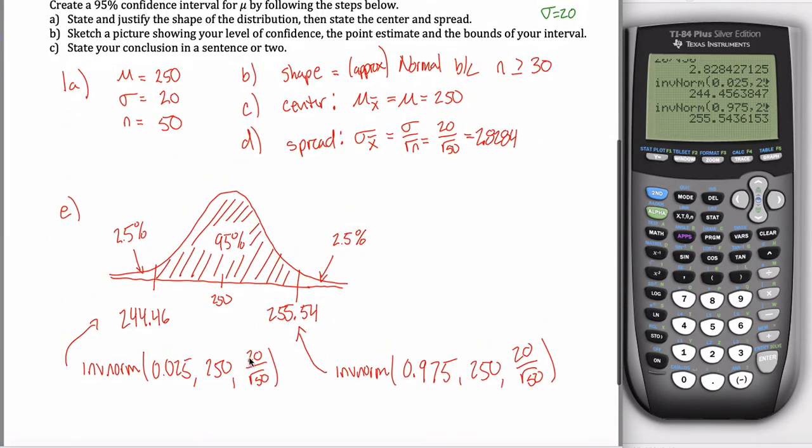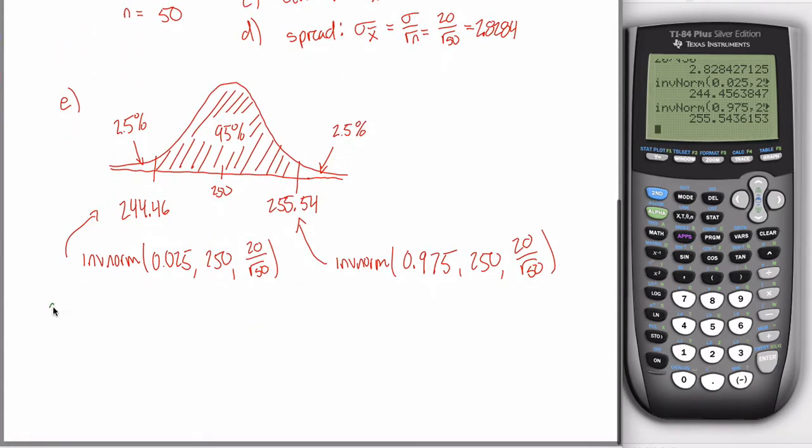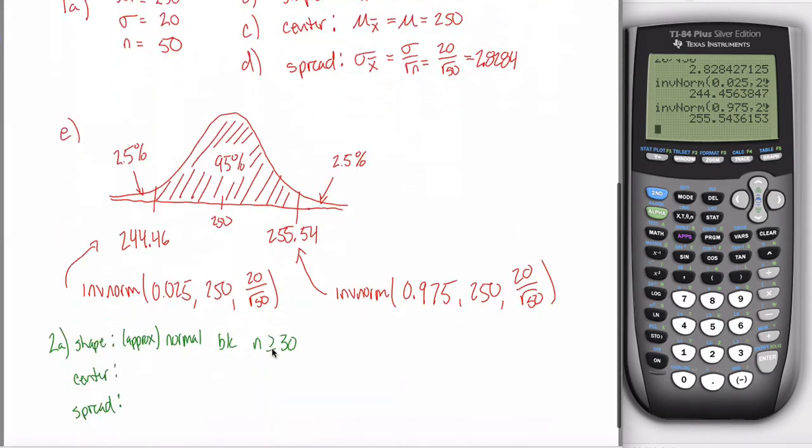So 2a asks me to state and justify the shape of the distribution, then state the center and the spread. Sure, shape, center, spread. The shape, good shortcut. It's always going to be normal or approximately normal, whatever you want to write in this class. Because if it's not, you can't use your calculator function. How do you know it's approximately normal? Well, because my sample size is large enough, it's greater than or equal to 30. Note that n is still greater than or equal to 30 because it's 50.